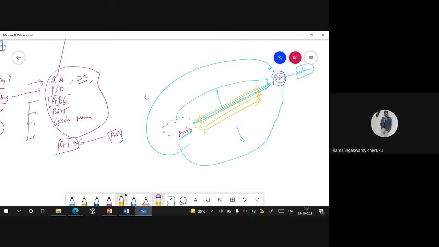The ants are representing my initial or candidate solutions, and this is my optimal solution. How do I reach this optimal solution from my initial solutions? This takes inspiration from the ants, and people have developed a mathematical model called ant colony optimization. Everything is inspired from some natural activity.